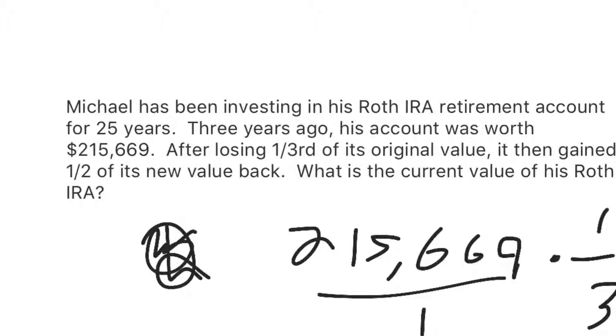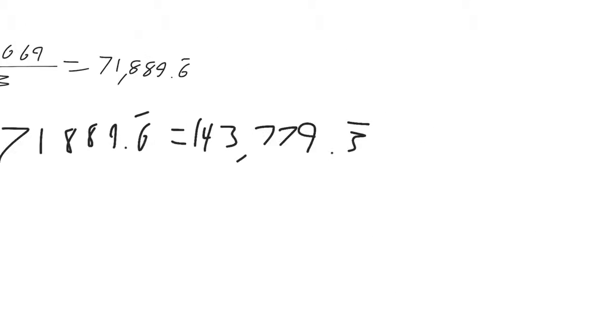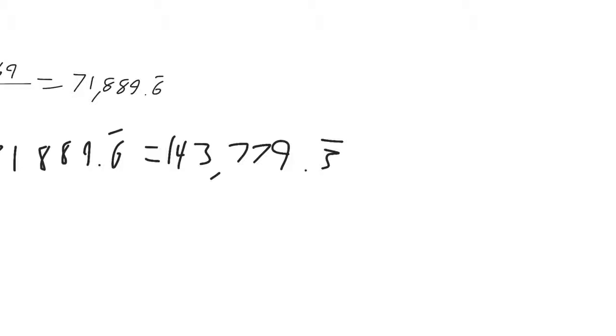Okay. So then it said it gained half of its new value back. So this is the new value, $143,779 and 0.3 repeating. We'll eventually convert that to cents. It gained half its new value back. So let's find out what half of it is. Remember that trick. If you're multiplying by 1/2, that just means you divide it by 2. If you multiply something by 1/3, you divide it by 3. If you multiply something by 1/4, you just need to divide the number by 4.